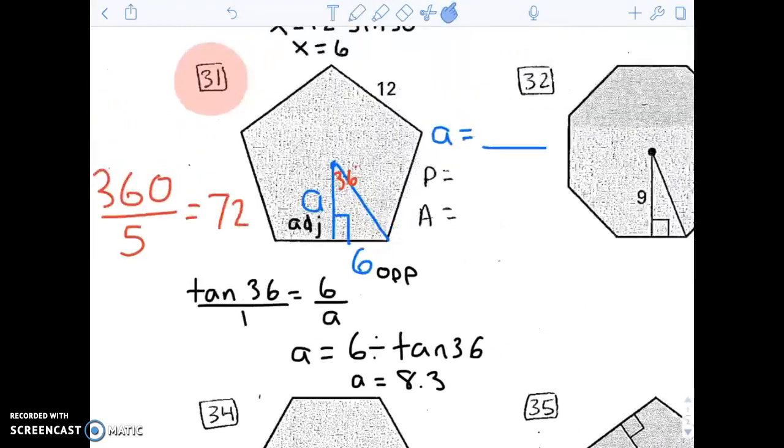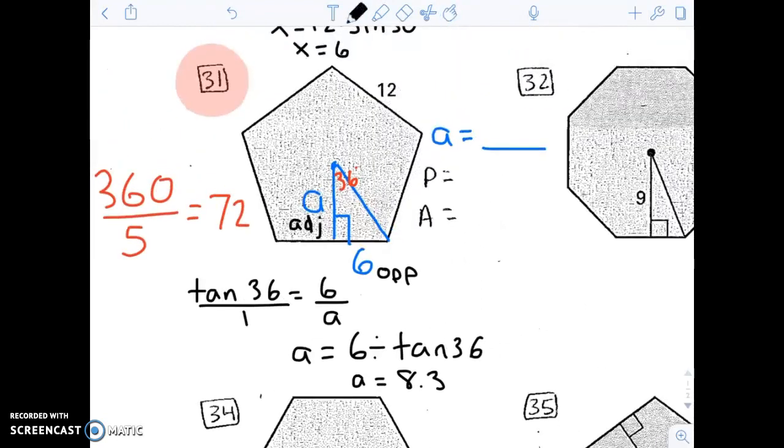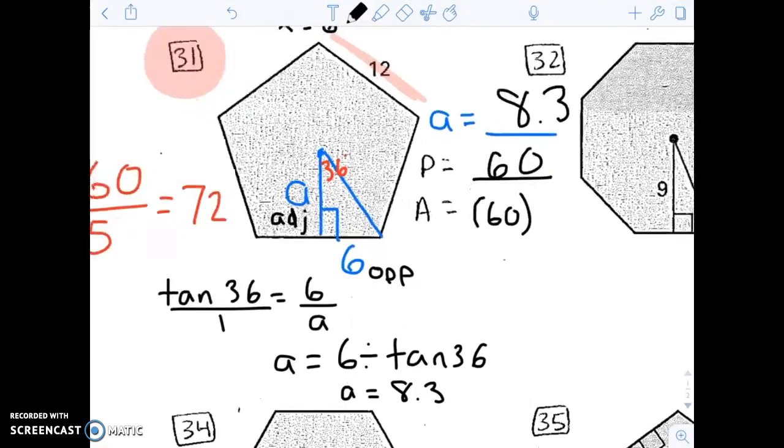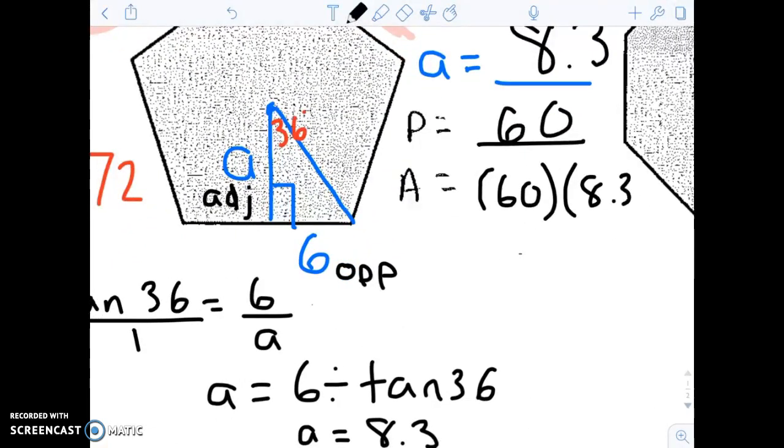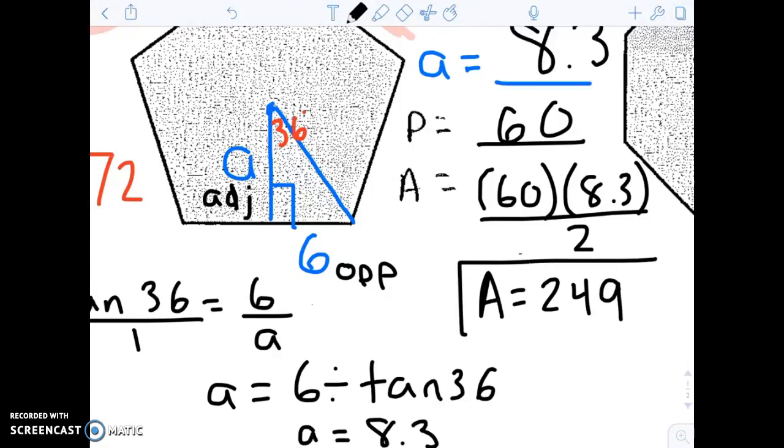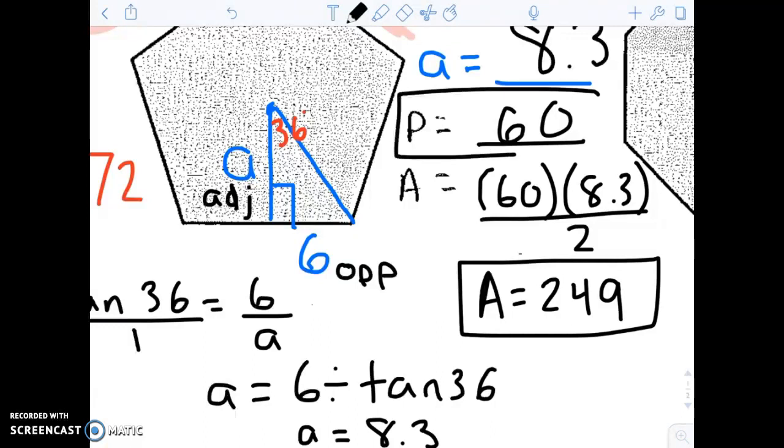So if I go back up to what I was looking for, currently I know the apothem, 8.3. The perimeter I can get because one side is 12, so if I take 12 times all 5 sides, I find out that my perimeter for this one is going to be 60. So I have everything I need for area. I'm going to take that 60, multiply it by 8.3, divide by 2 for a final area of 249. I now have my area and the perimeter I was looking for, and so now I'm done.